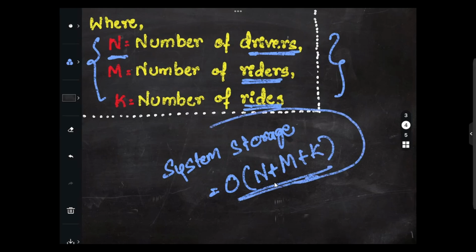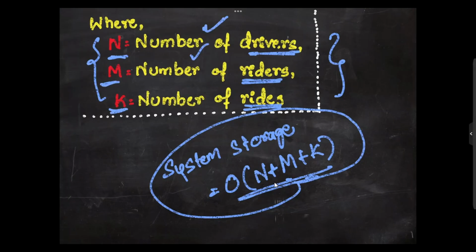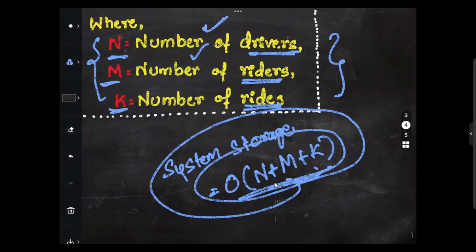Basically, the space complexity of the system storage is big O of N plus M plus K, where N is the number of drivers, M is the number of riders, and K is the number of rides. Just keep this in mind: the 5 things we have discussed for the complexities, the important methods, as well as the system storage. These things we have to keep in mind.